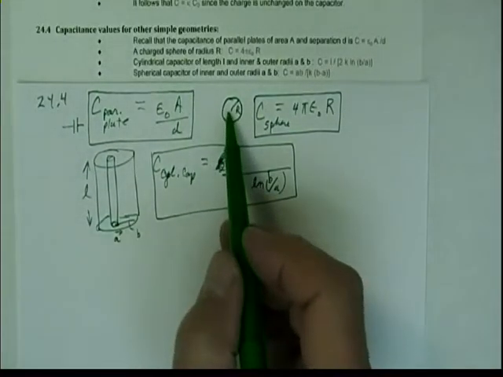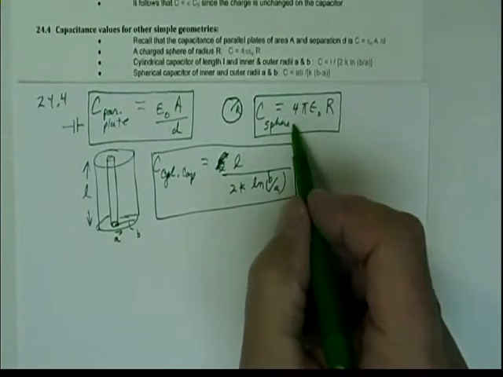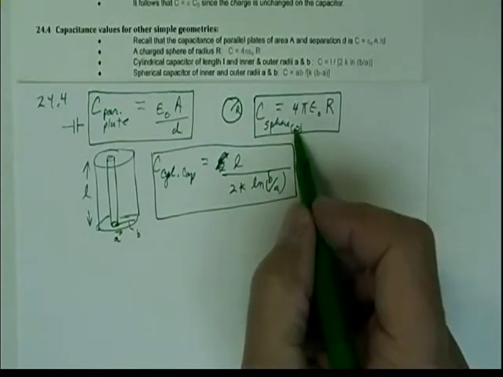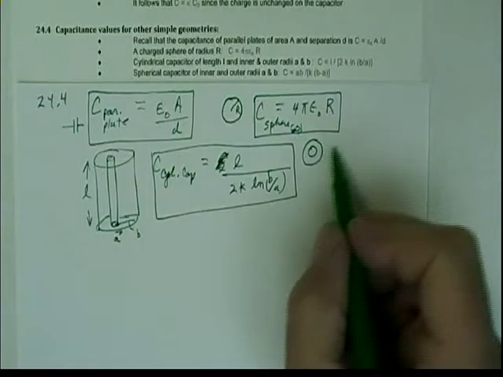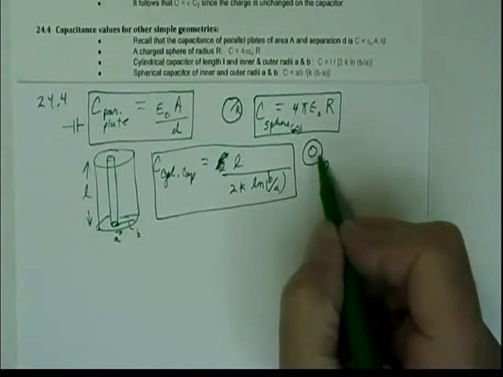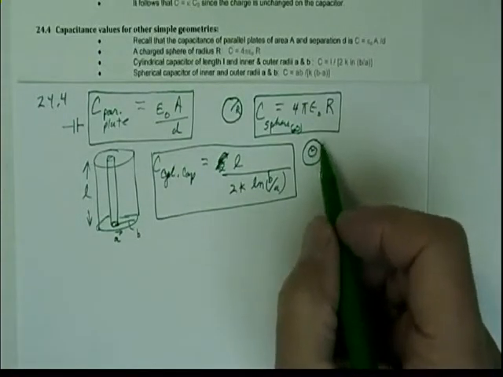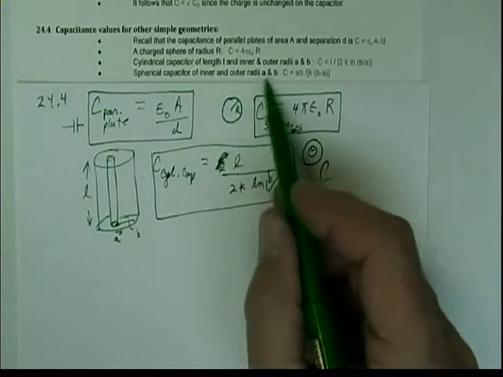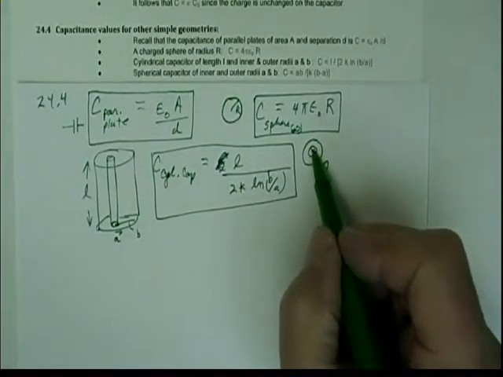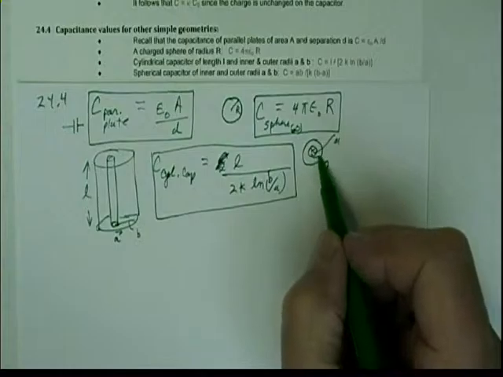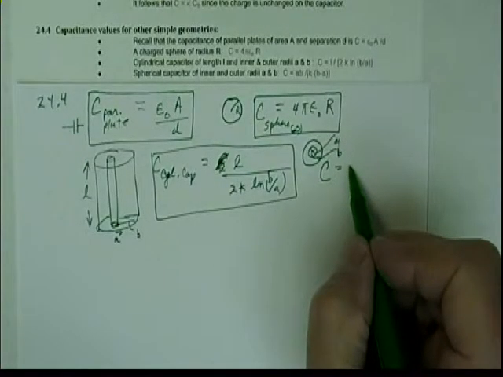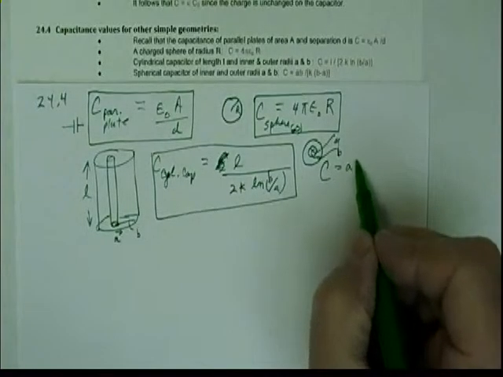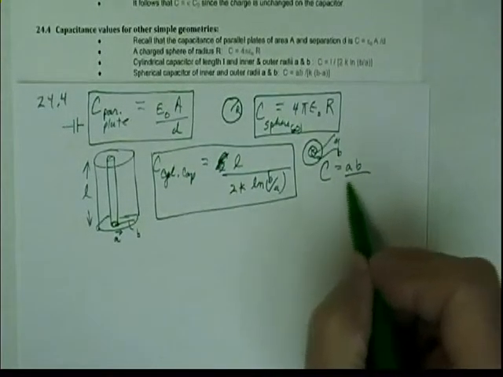Now if we take a sphere not relative to infinity, I'll put infinity here, but a sphere with another sphere inside, then it turns out that the capacitance, where the inner radius is A and the outer is B, so this is A, this is B, is given by A times B divided by K times (B minus A).